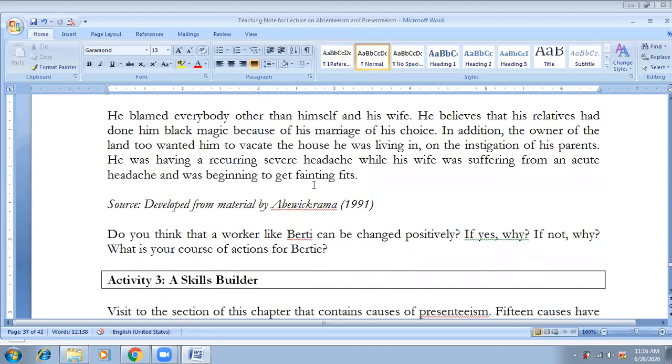So we have to help Bertie. The HRM is there to help Bertie. The human resource manager is supposed to help Bertie, or the relevant manager. What is your course of action for Bertie?